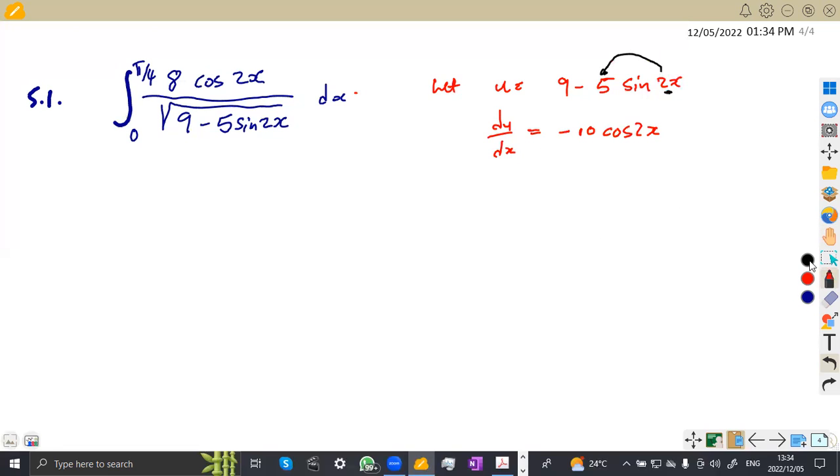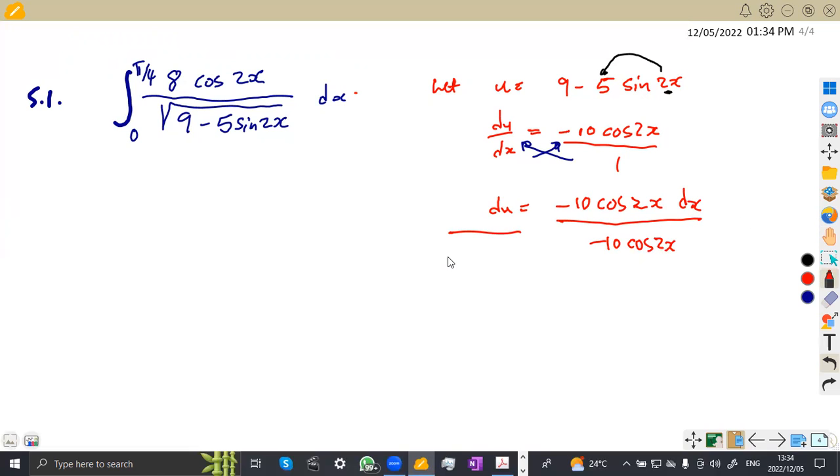So by finding dx, we can just cross multiply, because this is the same as over 1. So 1 times du, that's du, which is equal to negative 10 cos 2x by dx. To find dx, we have to divide by negative 10 cos 2x so that this can cancel, and we have the expression for dx, which is du over negative 10 cos of 2x.